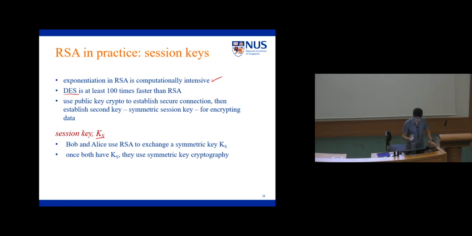So as we just saw, Bob and Alice can use RSA, they can use ECDSA, any asymmetric key cryptosystem to establish a shared key, and then they use that shared key to encrypt their messages from there on.